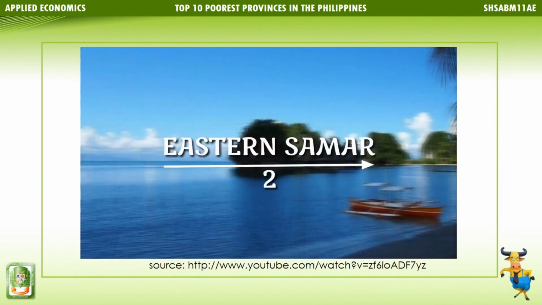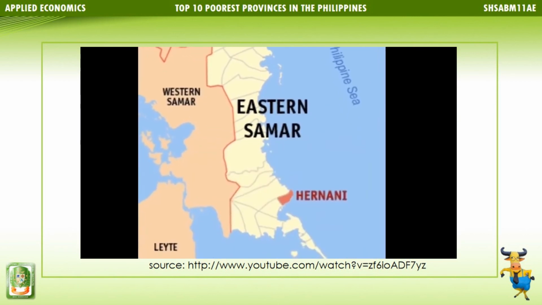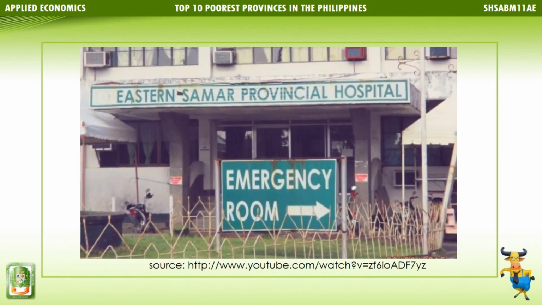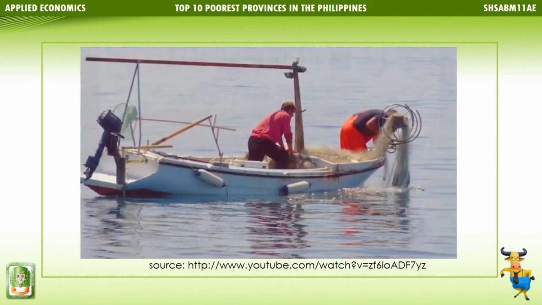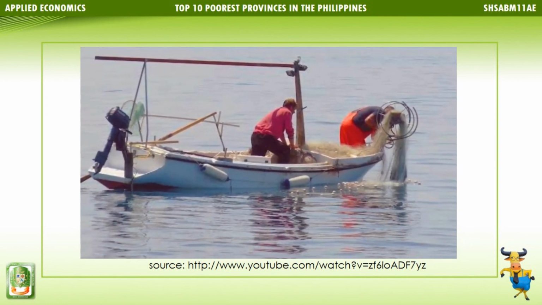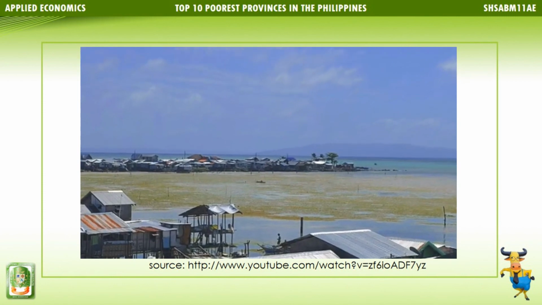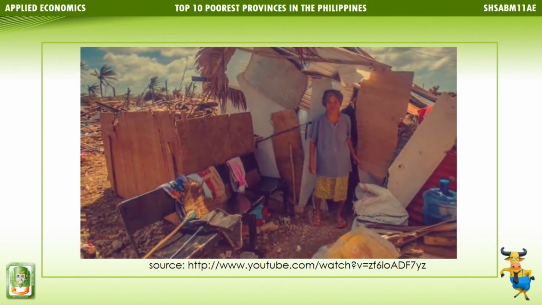Number 2. Eastern Samar. Eastern Samar is a province of the Philippines located in the Eastern Visayas region. It is now the second poorest province in the Philippines with 55.4% poverty incidence. Its main economic resource is agriculture and fishery. The main reason for the increase in poverty level was the destruction caused by Yolanda, and higher inflation rate is also another factor, just like other Samar provinces.